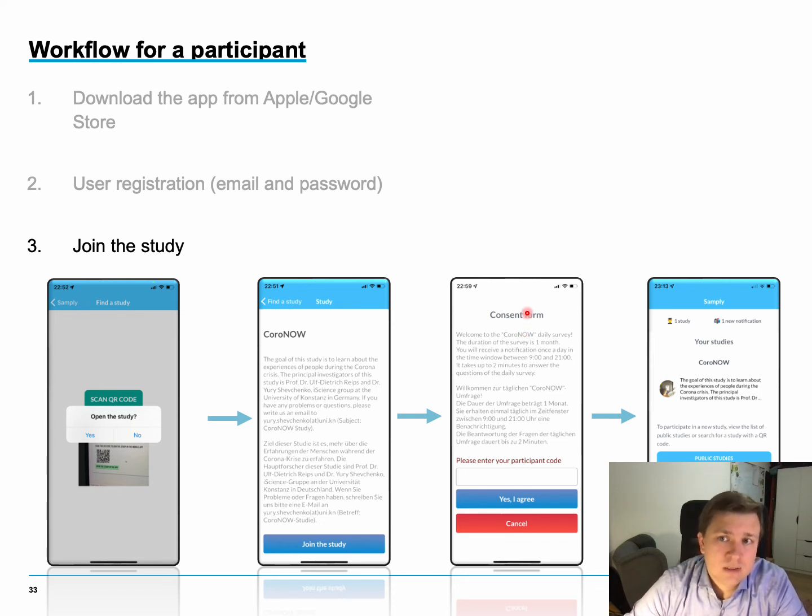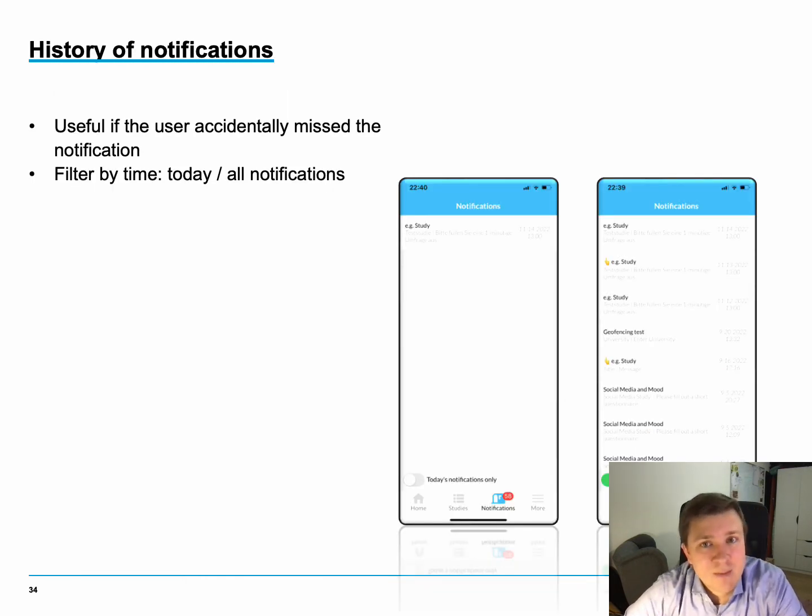After giving the consent and joining the study, the active study is displayed on the home screen of the app. At this point, participants can close the app. Sometimes it can happen that a notification is accidentally deleted by the user. In this case, participants can find it in the history inside of the mobile app.